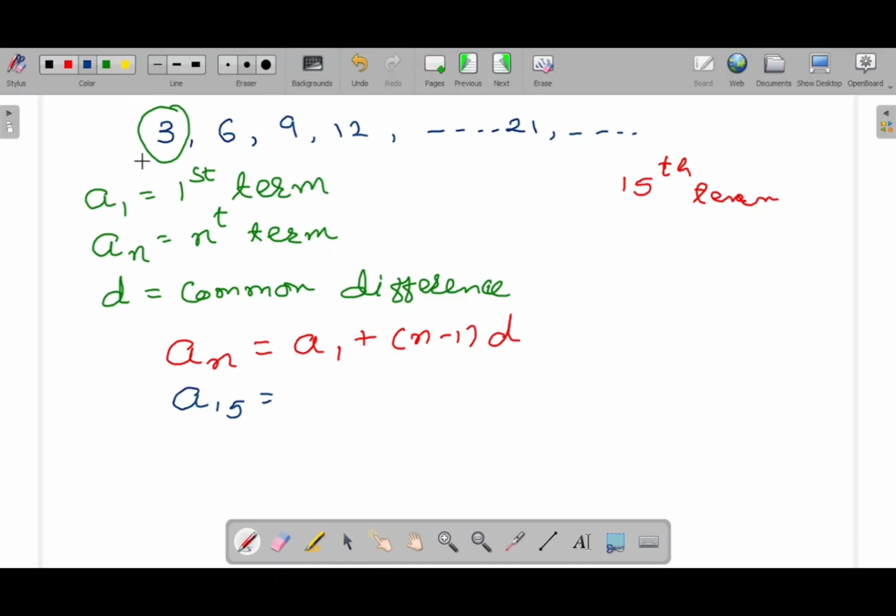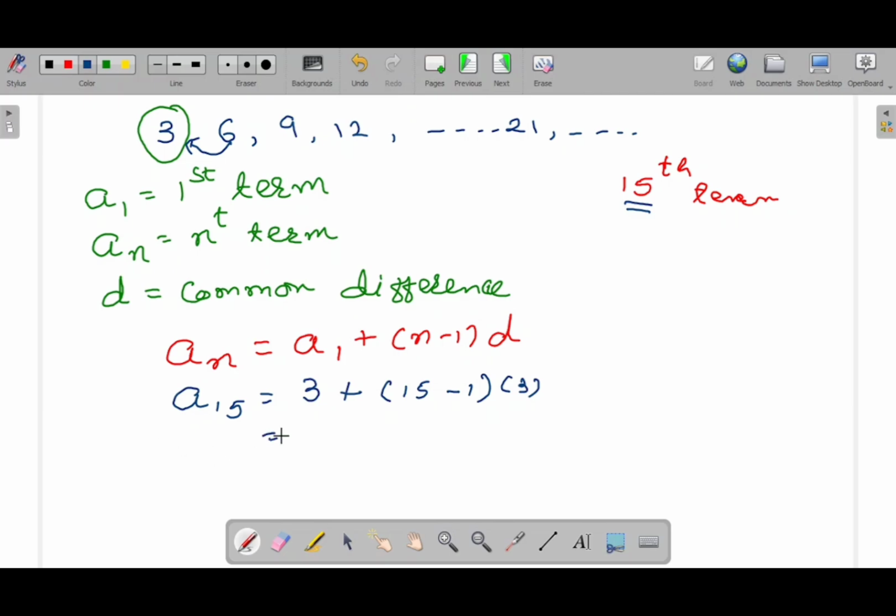The first term, you can observe, is 3, plus n, the number of the term which I want to find, which is 15, minus 1, times the difference. I can find this common difference by subtracting any consecutive terms. I get 6 minus 3, which is 3.